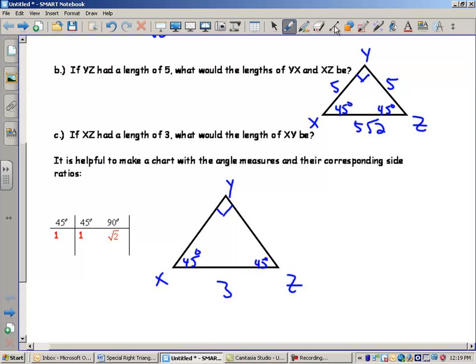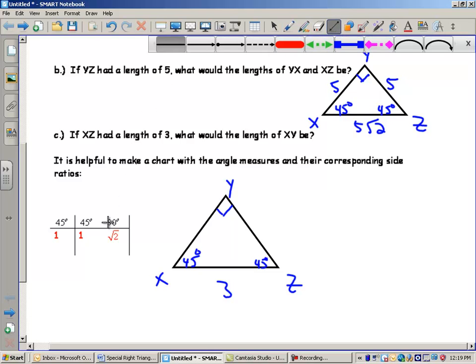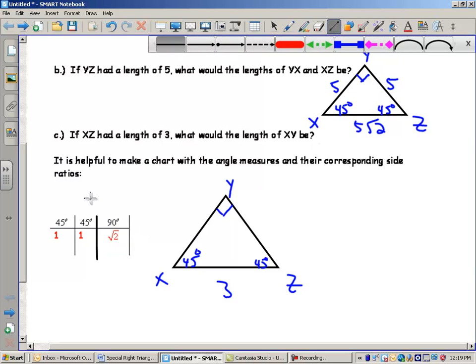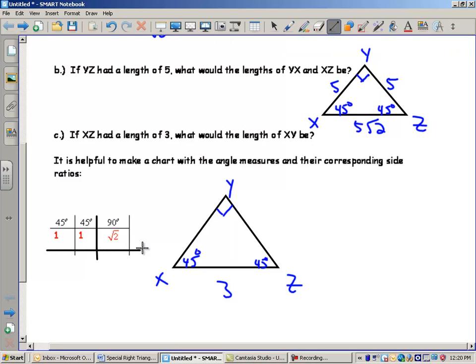So it might help you to set up a little table. And I lost my line that separates. There we go. So we're going to set up a little table here. The ratio in a 45, 45, 90, these side lengths are across from those angles, are 1, 1, square root of 2. What we have, however, is across from the 90-degree angle, we have a 3. And we want to know what goes here and what goes here.